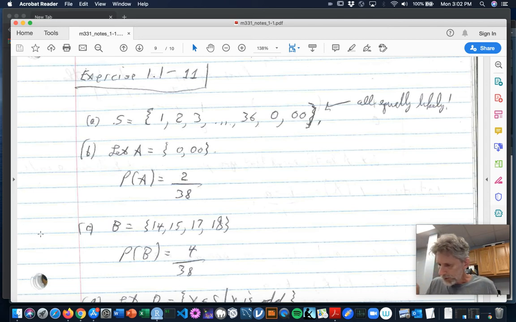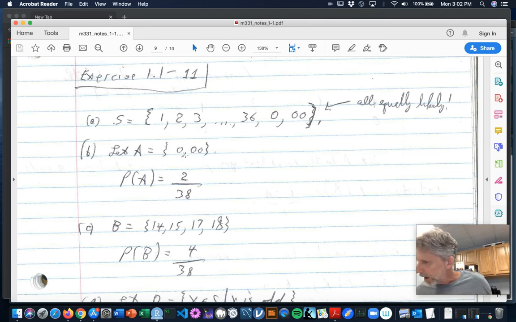A ball is rolled around the wheel and it ends up in one of the slots. We're going to assume that each slot has equal probability of 1 over 38 of being landed in, and we are interested in the number of the slot into which the ball falls. Define the sample space S, that's part A. Well, S would just be this set right here: 1, 2, 3 up to 36, comma 0, comma 00 in brackets.